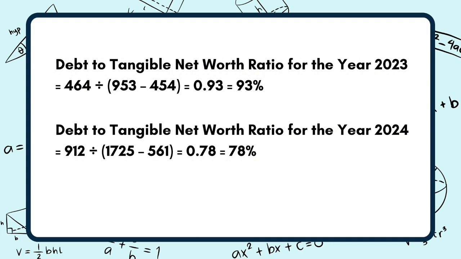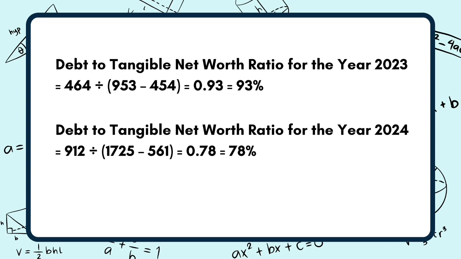So here's the calculation of debt to tangible net worth ratio for the year 2023. So total liabilities of $464 divided by $953 of shareholders' equity minus $454 of intangible assets is equal to 0.93 or 93%. And the debt to tangible net worth ratio for the year 2024 is total liabilities of $912 divided by the shareholders' equity of $1,725 minus $561 of intangible assets is equal to 0.78 or 78%.